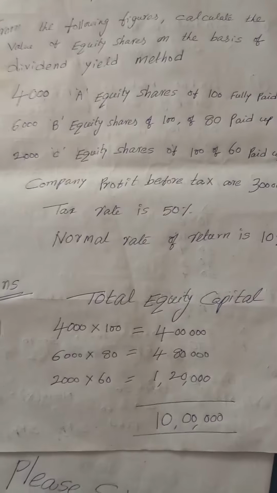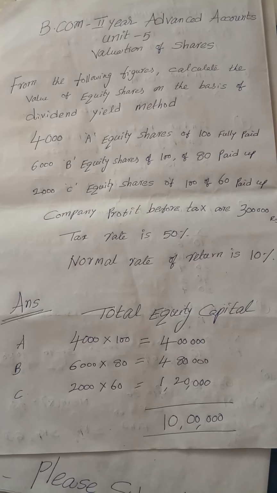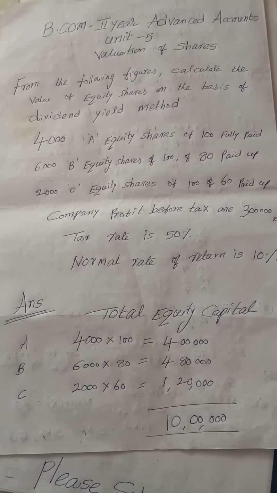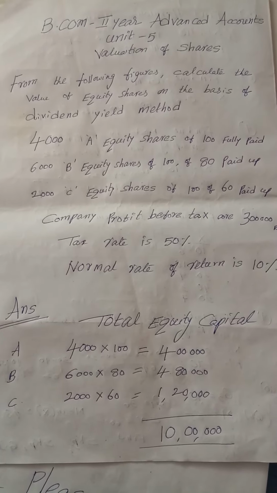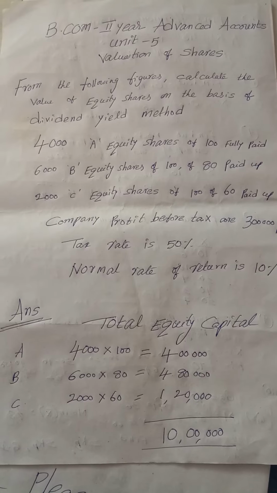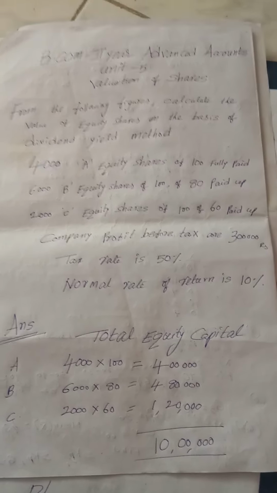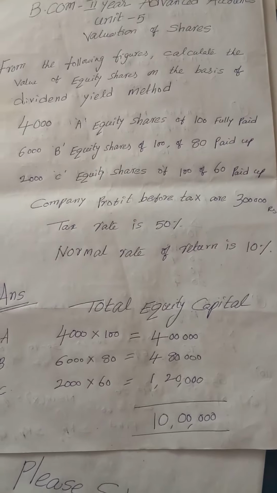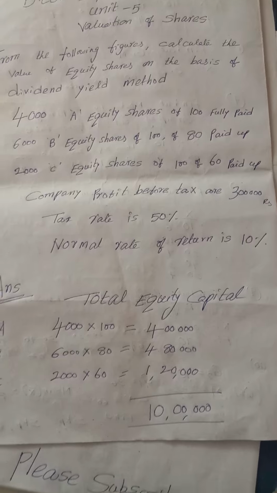Yield value of equity share is equal to rate of equity dividend by normal rate into paid up value of equity share. Once again I repeat, rate of equity dividend by normal rate into paid up value of equity share. So the normal rate is given as 10%. Then what we have to calculate is the rate of equity dividend.